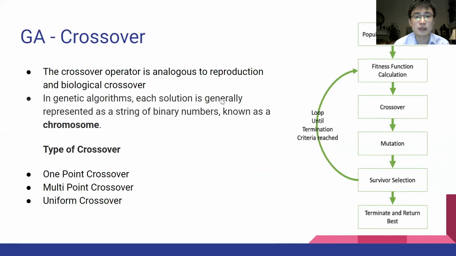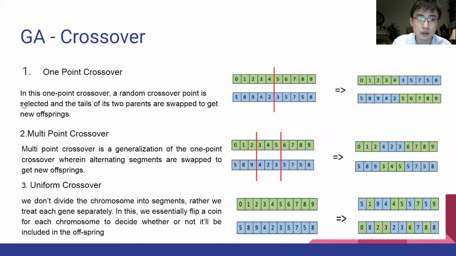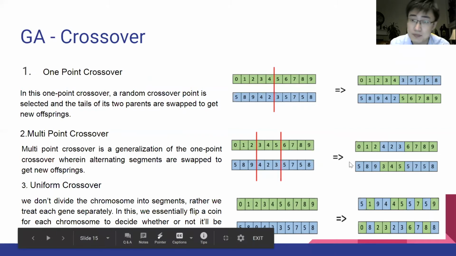The crossover operator is similar to reproduction and biological crossover. In a genetic algorithm, each solution is generally represented as a string of binary numbers, called a chromosome. There are several types of crossover: one-point crossover, multi-point crossover, and uniform crossover. In one-point crossover, a random crossover point is selected, and the tails of both parents are swapped to produce two new offspring. Multi-point crossover randomly picks two points and swaps some segments to produce new offspring.